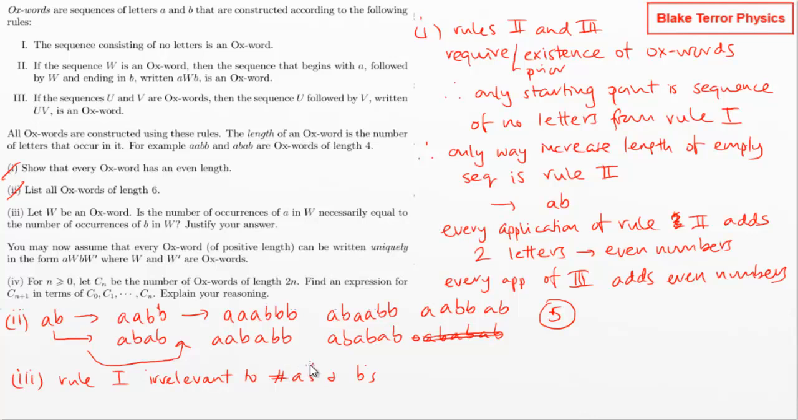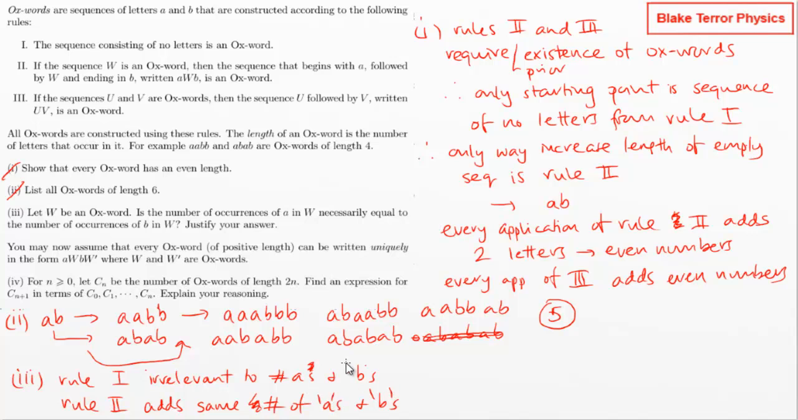Then what have we got? Rule 2. What is rule 2 doing? So rule 2 adds an A and a B. It adds the same number of A's and B's.